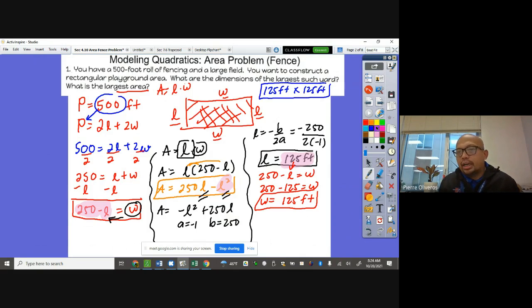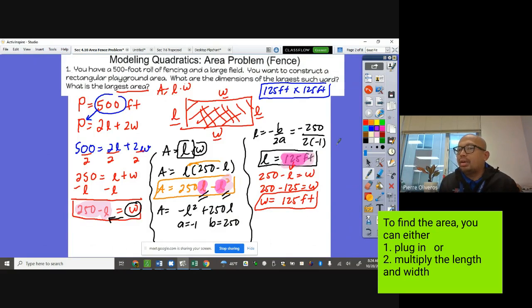What is the largest area? The largest area is when you plug in the 125, the L, to the equation here. Why? Remember how you find the vertex? When you find the vertex, we use the formula x equals negative b over 2a. What do you do next? Once you find the value of x is 125, what do you do next with 125? You plug in the 125 to the equation, right?